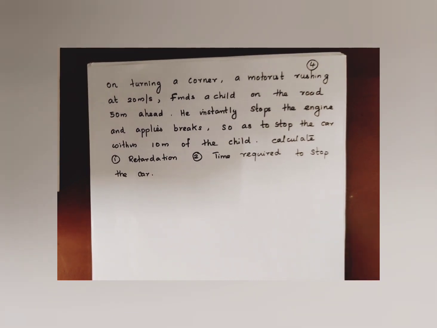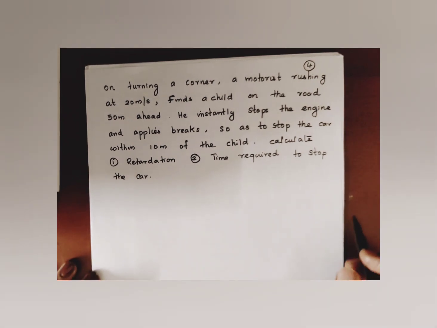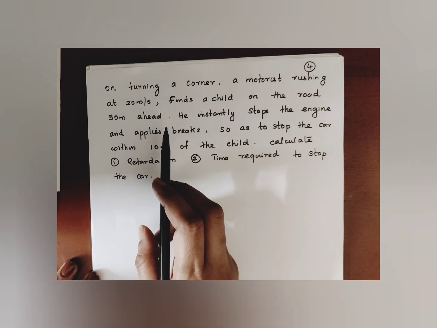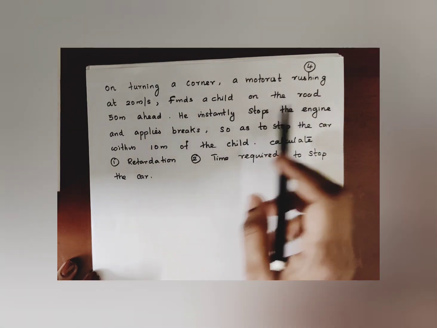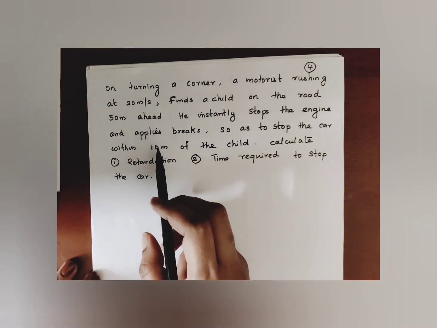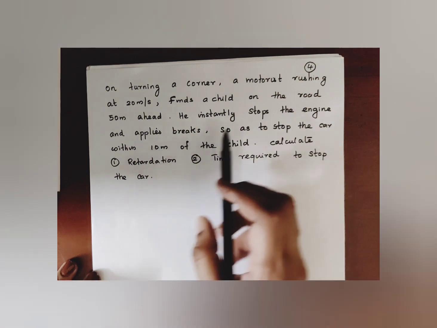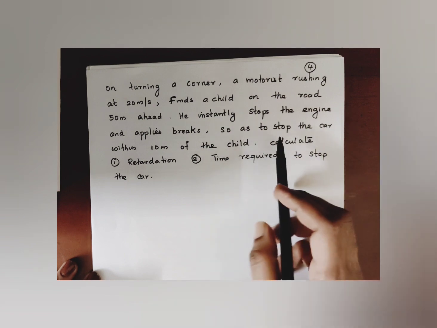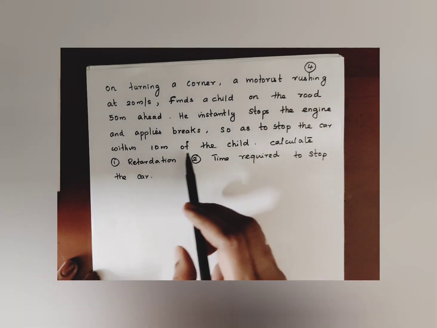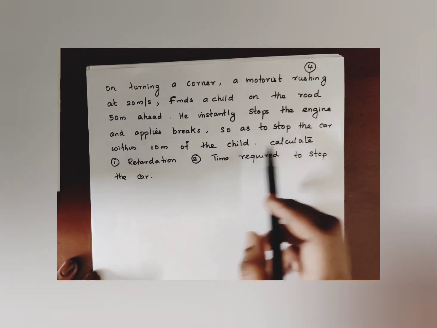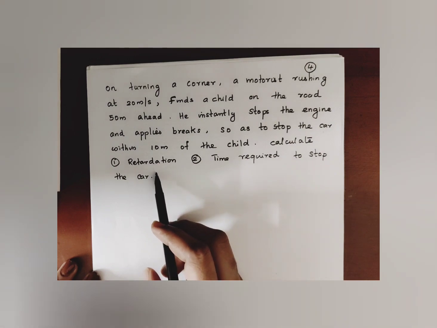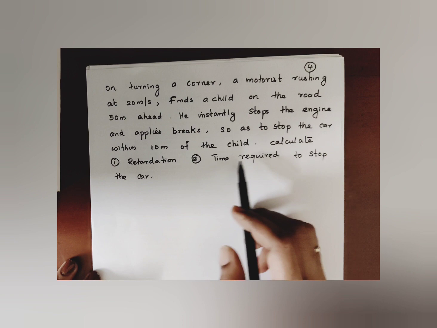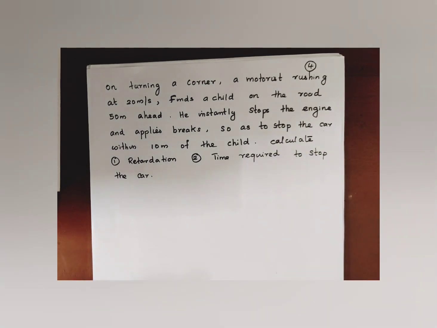Now the next question: on turning a corner, a motorist rushing at 20 meter per second finds a child on the road 50 meter ahead. He instantly stops the engine and applies brake so as to stop the car within 10 meter of the child. Calculate the retardation, that is, when brake is applied, and second, the time required to stop the car.